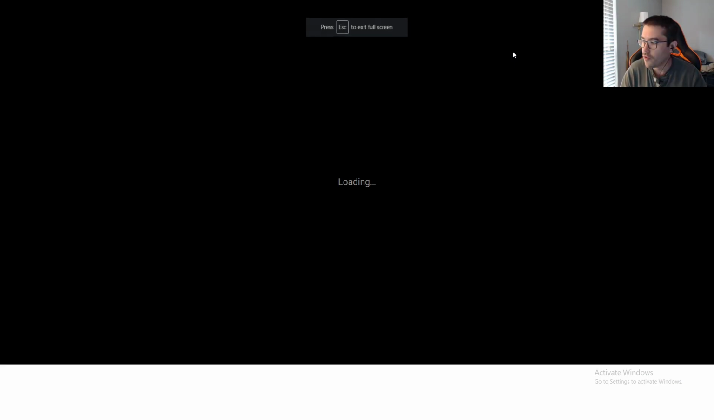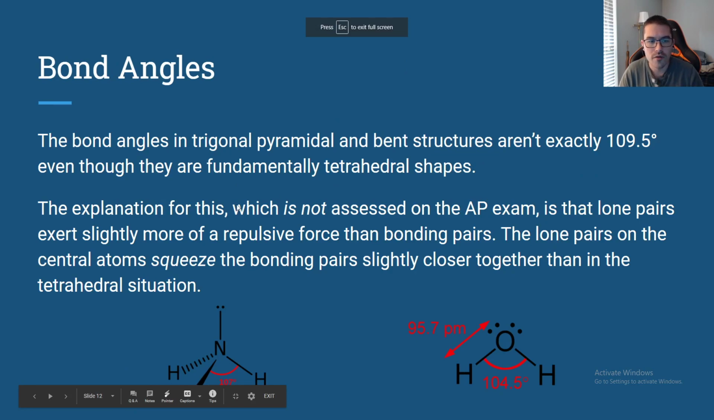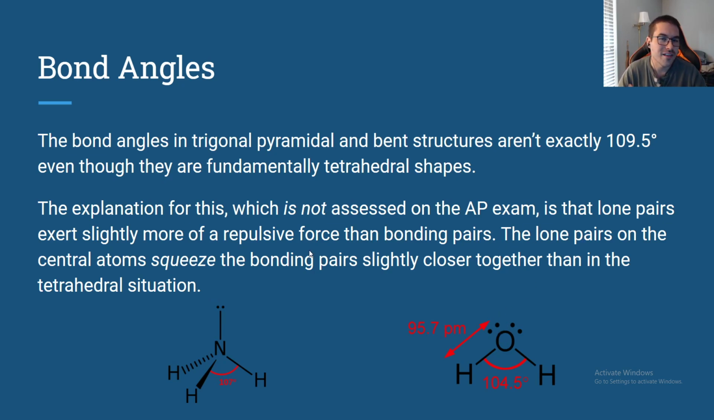All right, almost there. I want to say one quick thing about the bond angles in those 2 examples. The bond angles in trigonal pyramidal and bent structures actually aren't exactly 109.5 degrees, even though they are fundamentally tetrahedral shapes. The explanation for this, which I don't think is assessed on the AP exam, so you may not need to know this, but I'm going to say it anyways: the lone pairs, so this lone pair here and these two lone pairs here, actually exert slightly more of a repulsive force than the bonding pairs do.